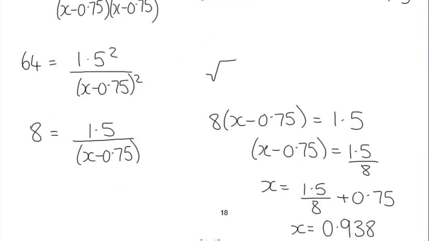And if you've managed that, that's what you should get. Now those last two examples, they are quite tricky and a bit beyond the level expected in exams.